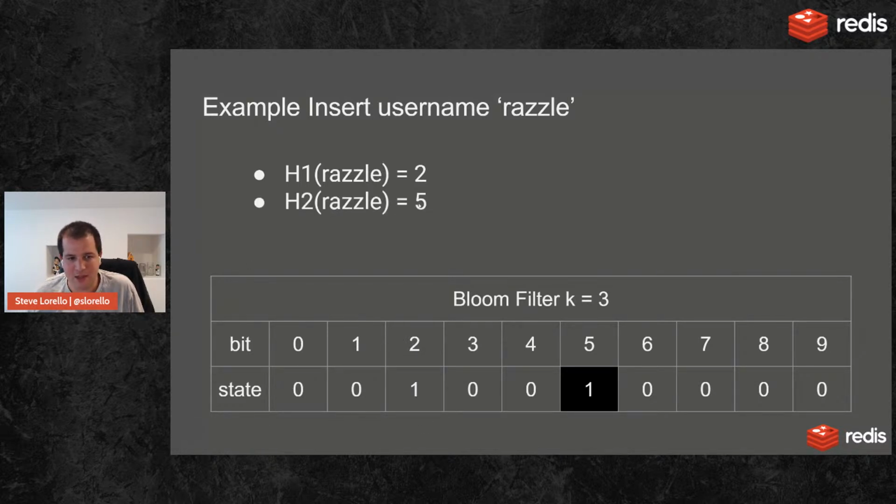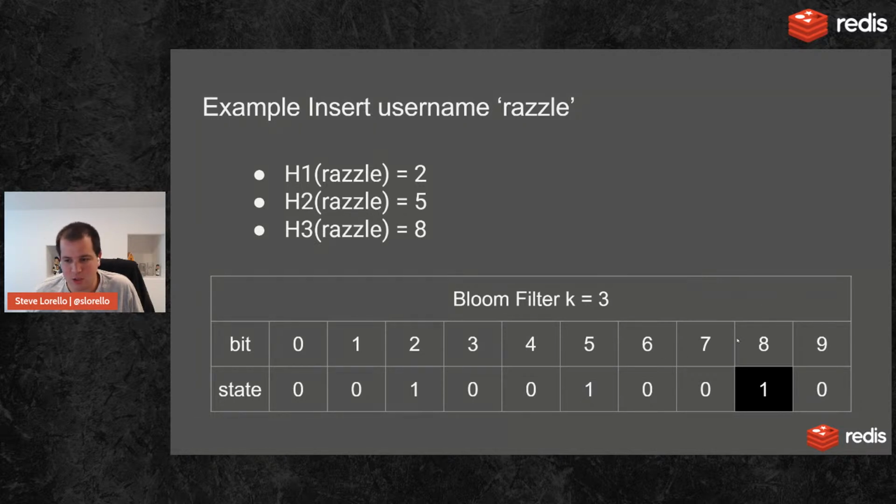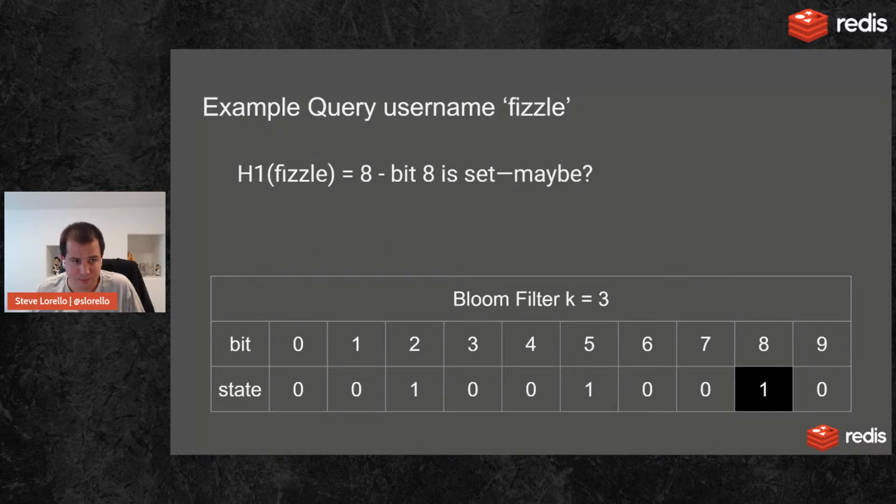h2 of Razzle is equal to 5. So we go into slot 5 of our Bloom filter and set it to 1. Likewise, h3 of Razzle is 8. So we go to slot 8 and we set that to 1.